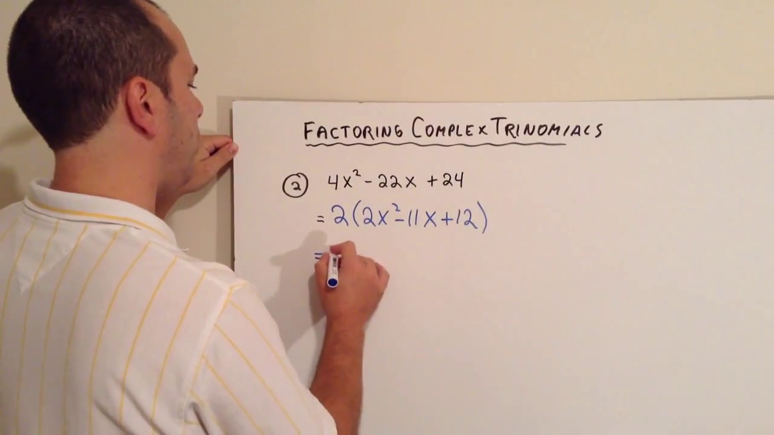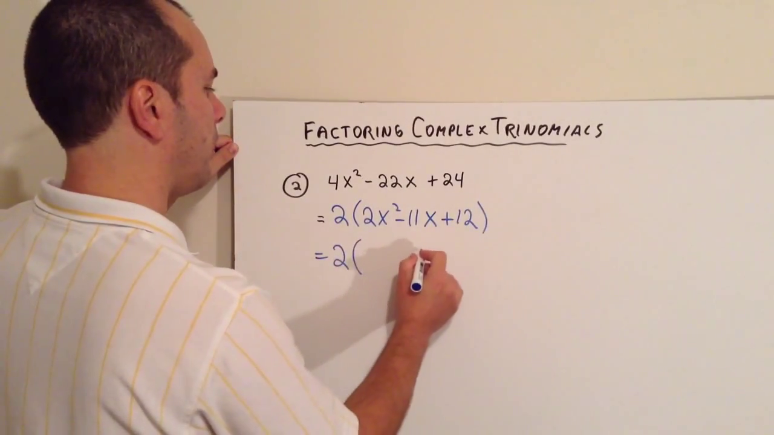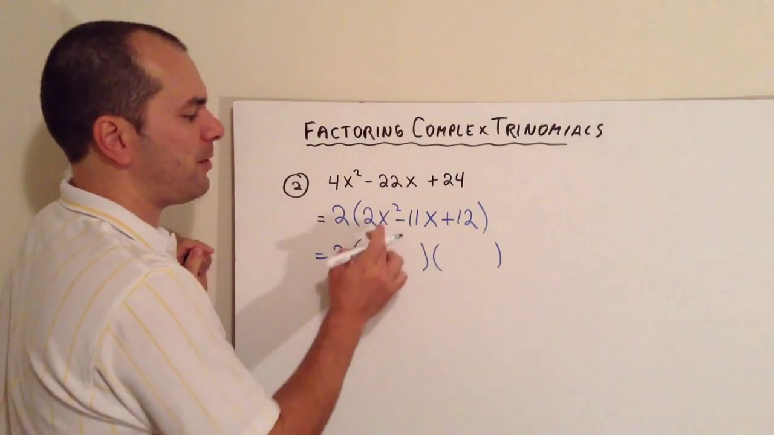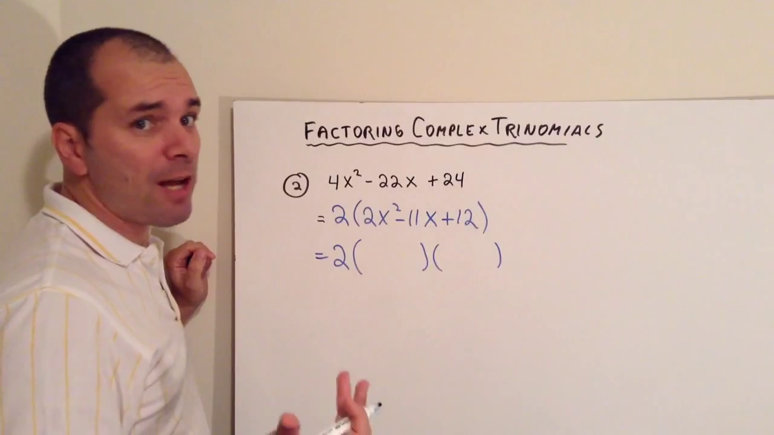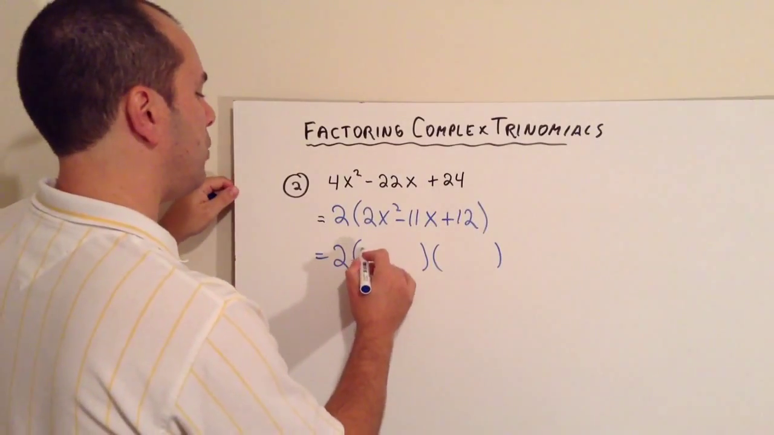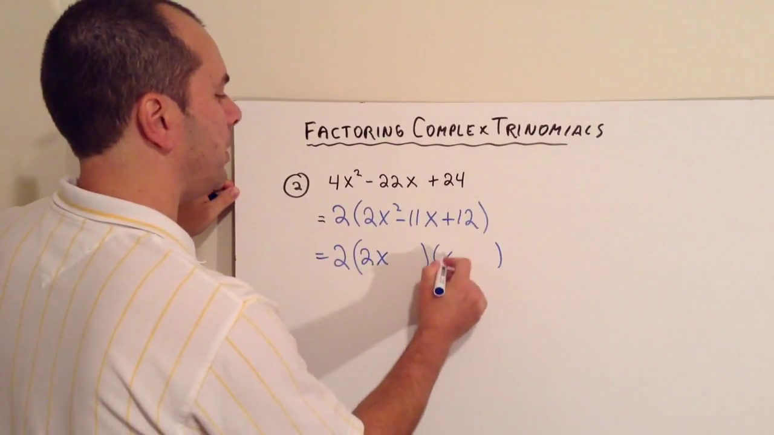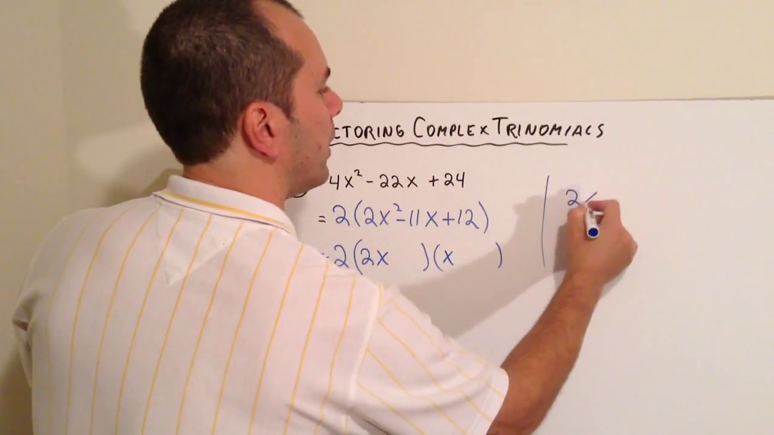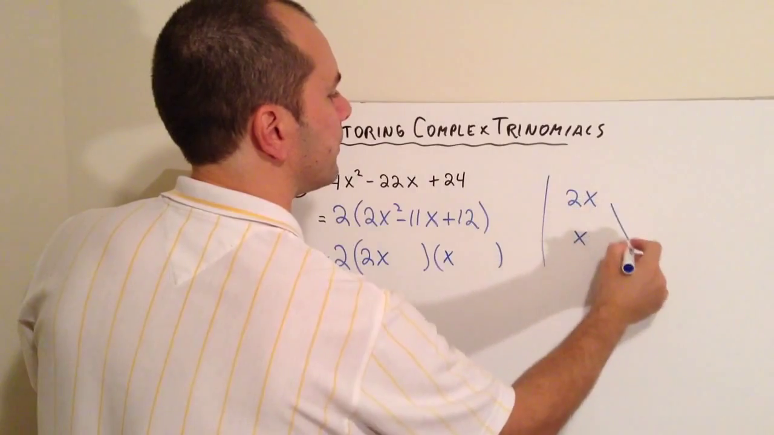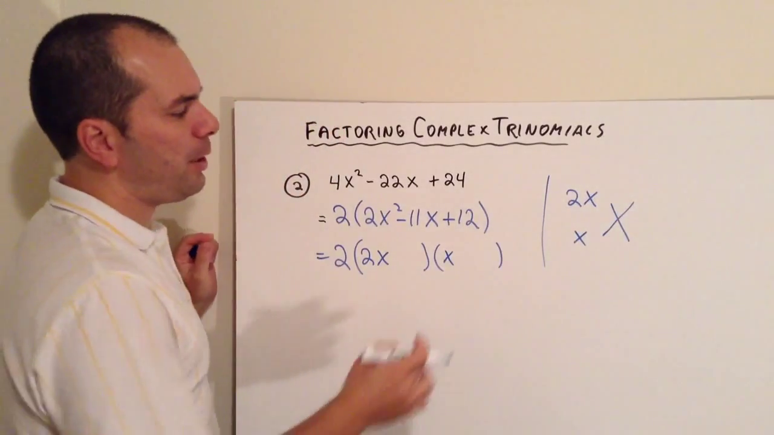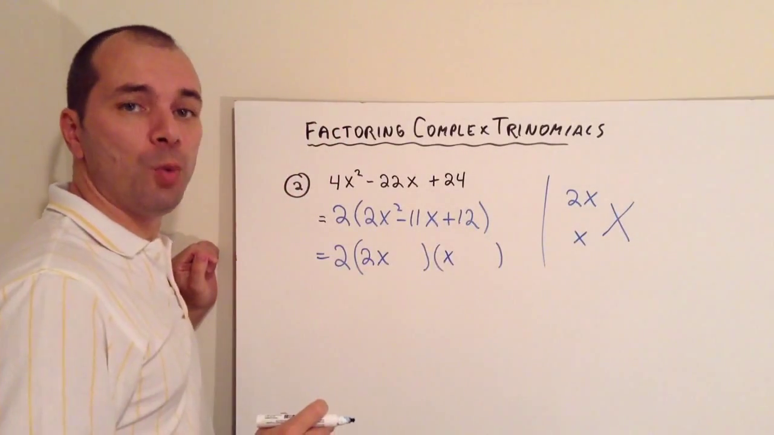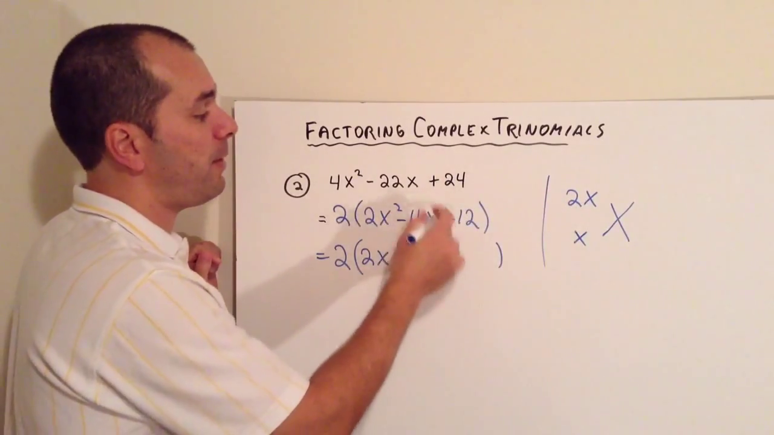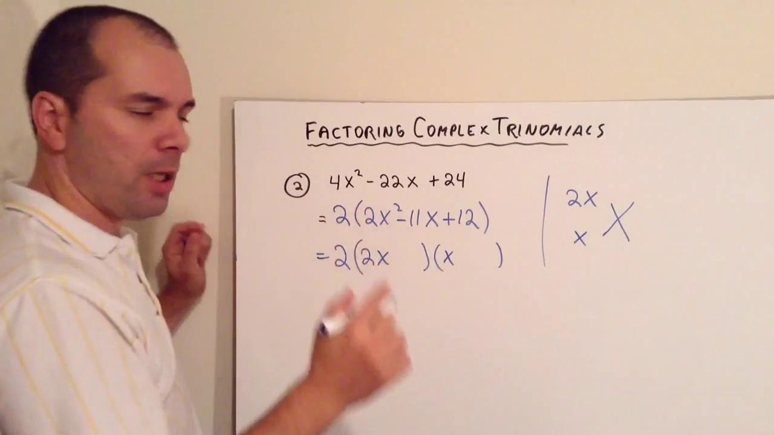Okay, so now I know that I'm going to have a 2. I'm going to have 2 brackets. The first times the first gives me 2x squared. Again, I don't have much of a choice. So I know that one's going to be 2x and then it's going to be x. On this side, I'm going to do the little trick, 2x and x. And I need to find numbers that multiply to 12 and then check by doing cross multiplication if I can get the negative 11. Okay, watch this.